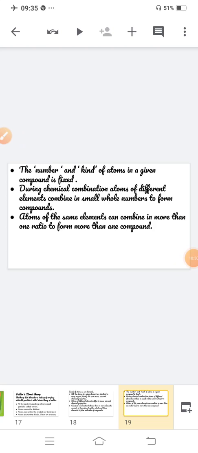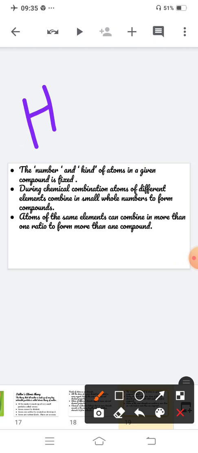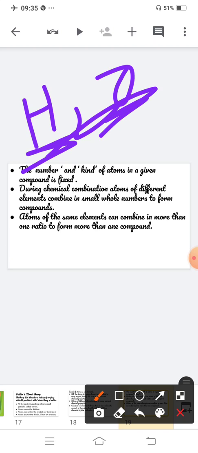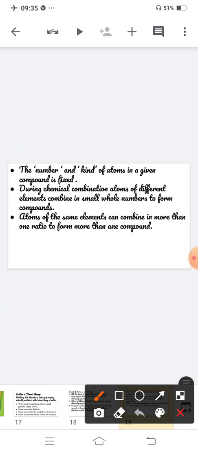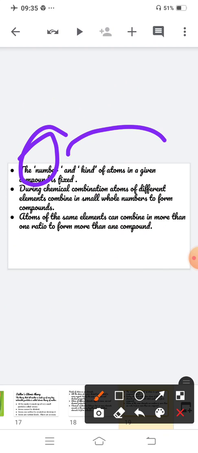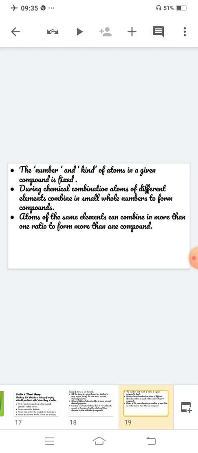I told you that the ratio will be fixed. You can't change the ratio. The number and kind of atoms in a given compound is fixed. That means if you want to make water, the ratio is fixed and the elements are also fixed. You can't take hydrogen and carbon and oxygen and form water. Is this clear? Number and kind of atoms in a compound will be fixed.